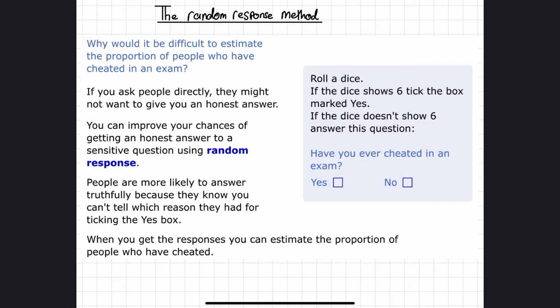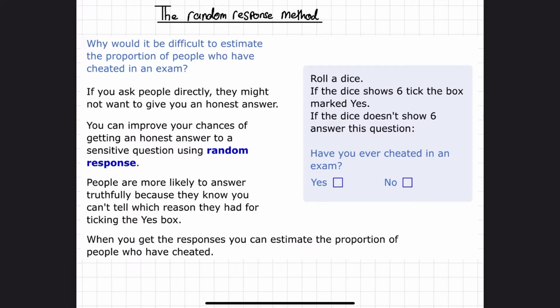The question we want to deal with is, why would it be difficult to estimate the proportion of people who have cheated in an exam? Well, think about this. You're a student. Your teacher who marks your test asks you if you cheated in an exam. Why would you tell her that you've cheated in an exam? That will just get you into trouble. However, with this random response technique, she may not know who cheated on the exam, but she can estimate how many people cheated in the exam. So, if you ask people directly, they may not want to give an honest answer. You can improve your chances of getting an honest answer to a sensitive question by using a random response. Basically, everything I've said is listed down below.